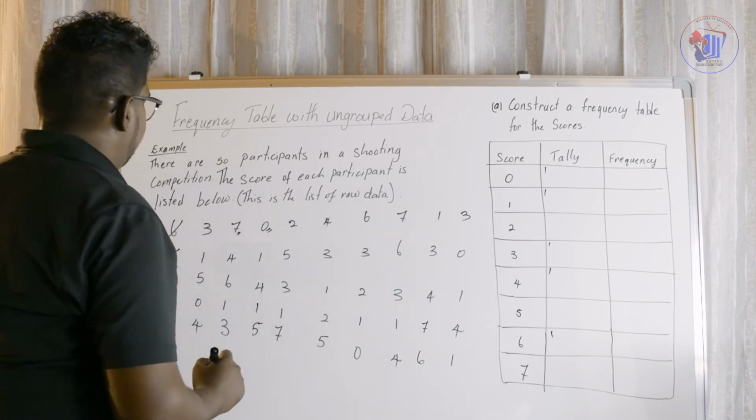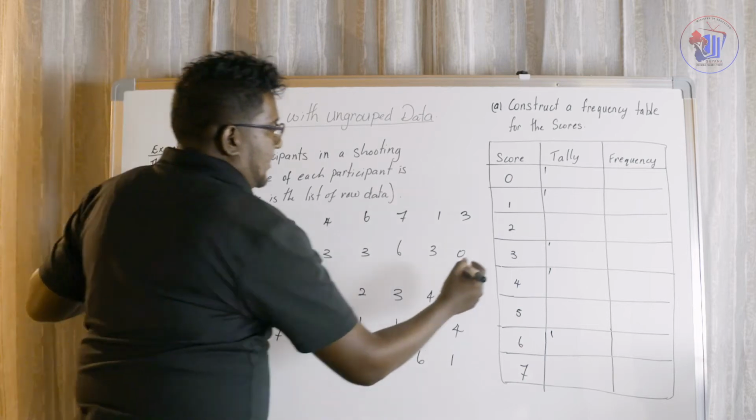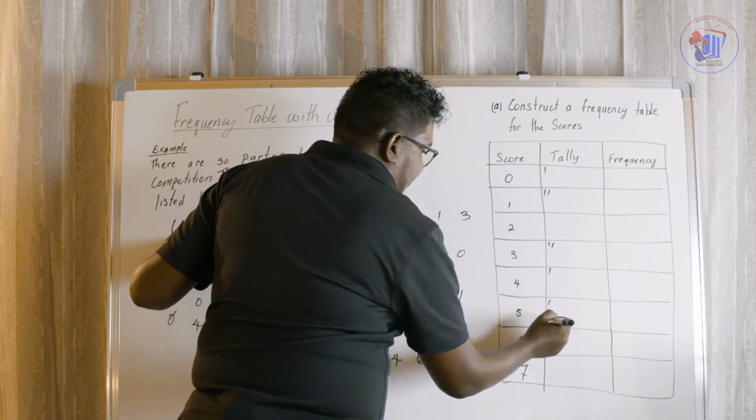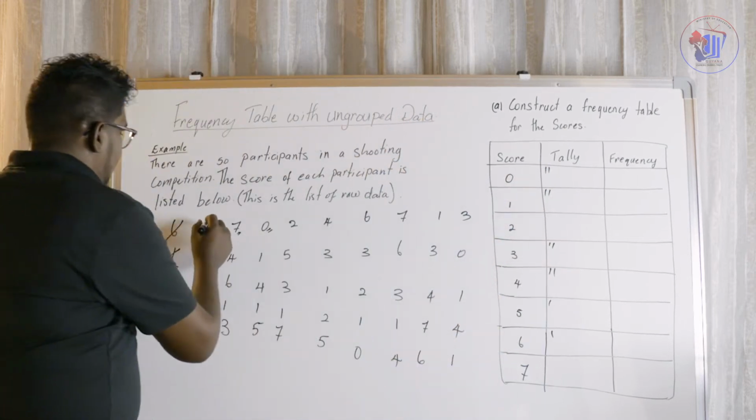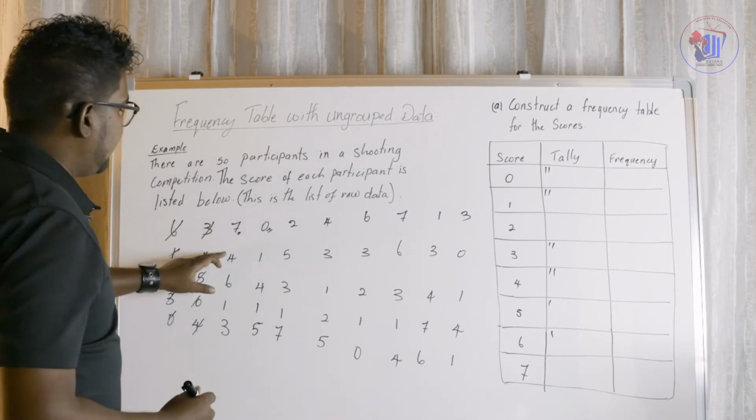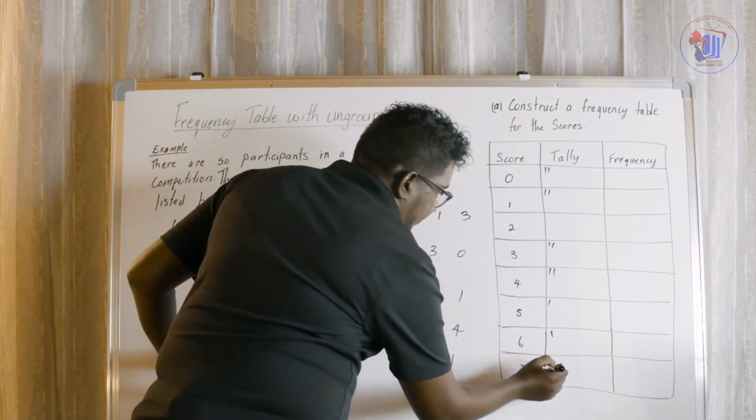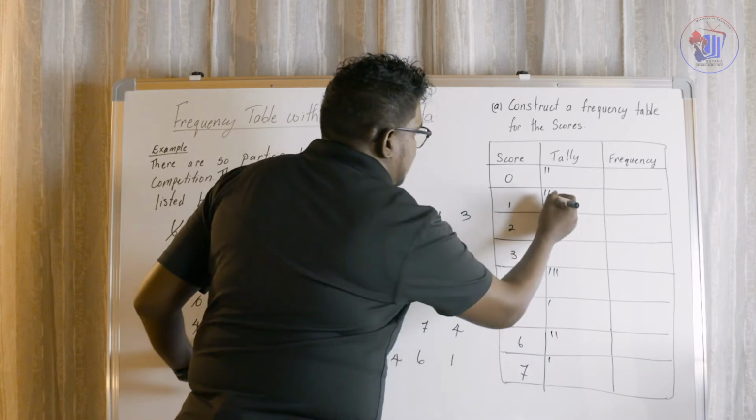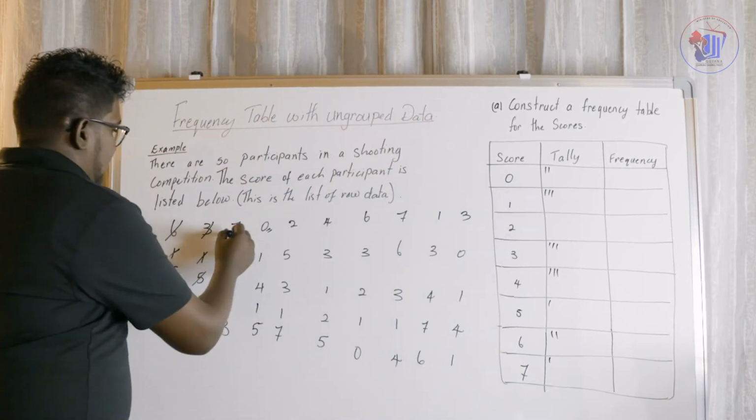Then I have 3, 1, 5, 0, 4. So this column is also finished. Then 7, 4, 6, 1, 3. This one is finished.